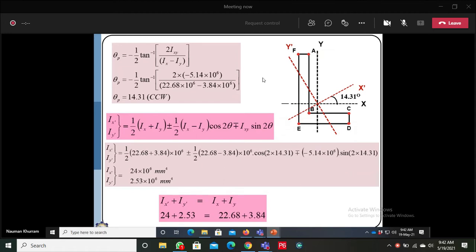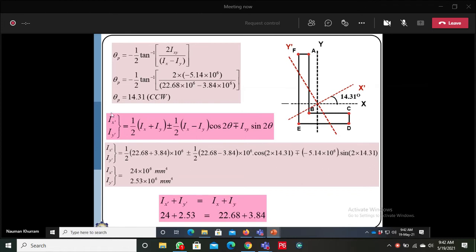Now we need to determine the geometric properties, or second moment of inertia, about the principal axis. So we may use the transformation equation. These transformation equations are similar to the stress transformation equations. Only where you have normal stress, you have moment of inertia, and where you have shear stress, you have product moment of inertia. So that is the only basic difference.